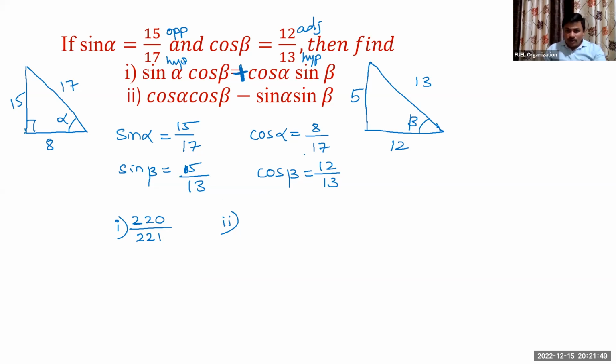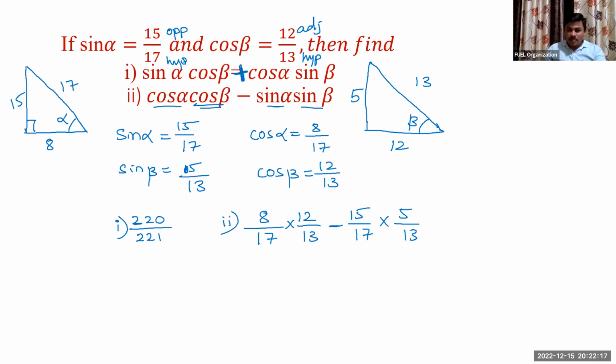Cos alpha value, how much is it? I am doing the second one, Arjun, now. 8 by 17 into cos alpha is 8 by 17. And what about cos beta? Cos beta is 12 by 13. Minus sine alpha. Sine alpha is 15 by 17 into sine beta, 5 by 13.